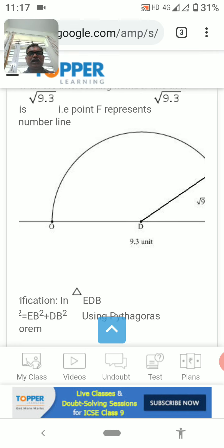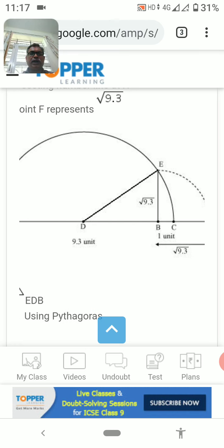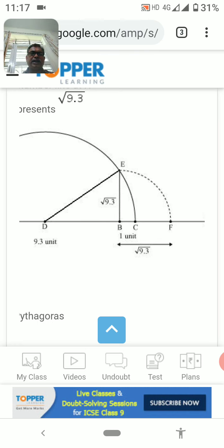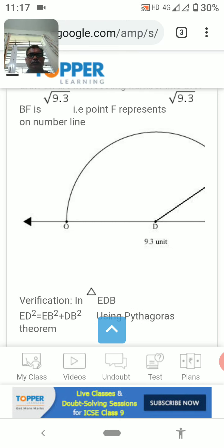Draw a semicircle. After drawing the semicircle, draw the perpendicular at point B, that is BE. Already you have located point B, and you have extended 1 unit distance. Then draw perpendicular BE and join OE. This OEB is a right angle triangle, and this distance BE is root 9.3. And you can take a compass and make an arc, so distance BE is equal to distance BF. So BF is equal to root 9.3 distance. You can understand here. It is very simple.